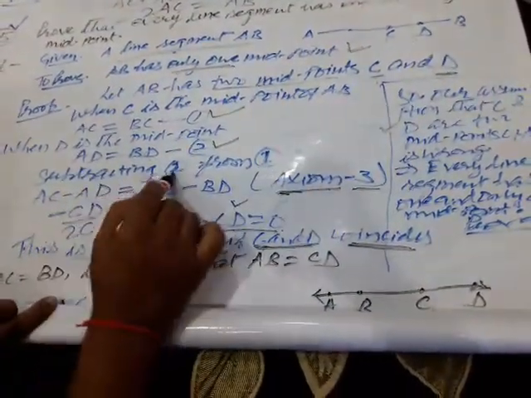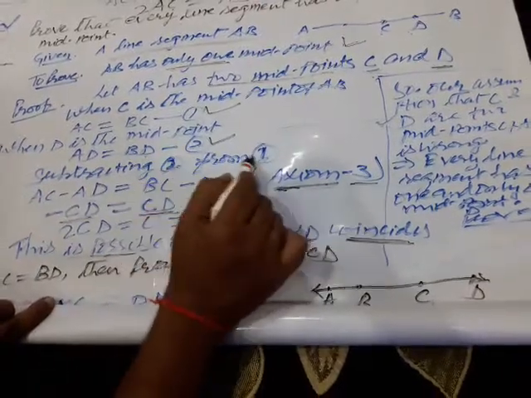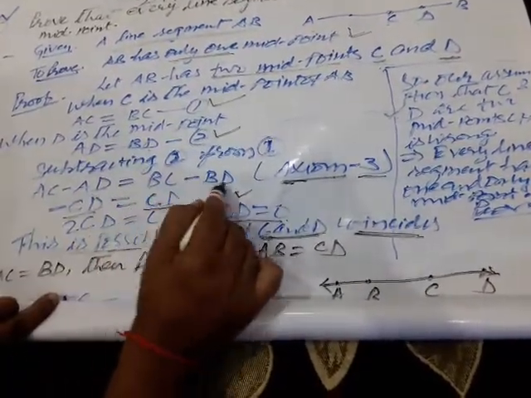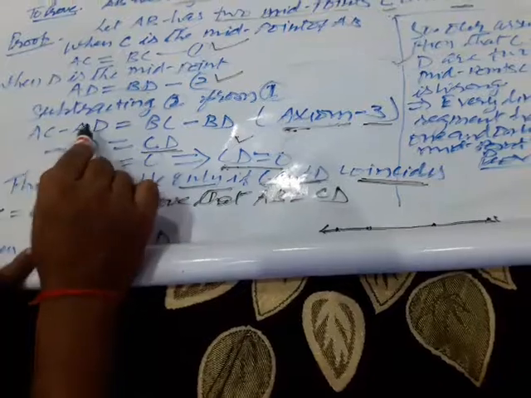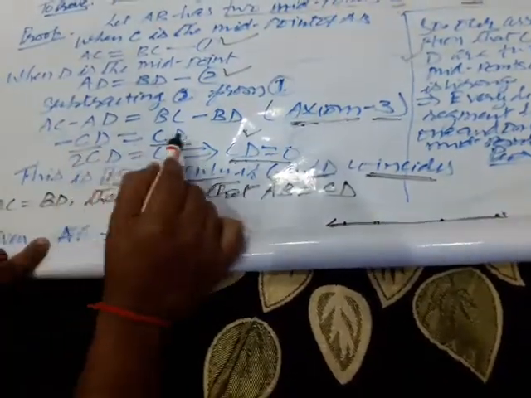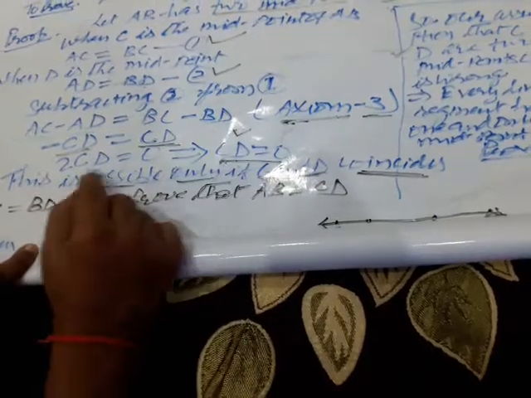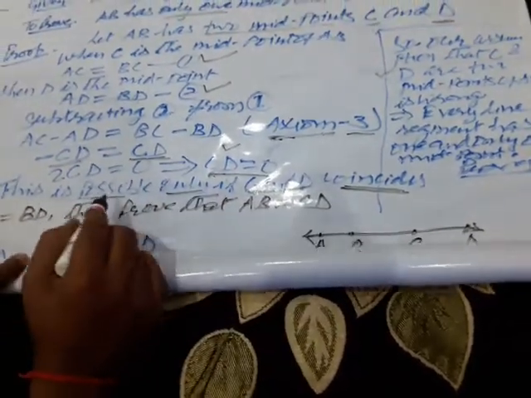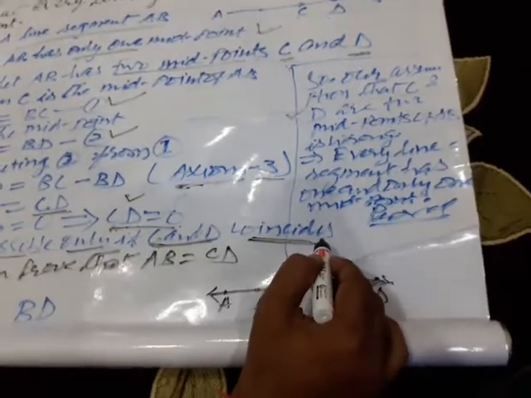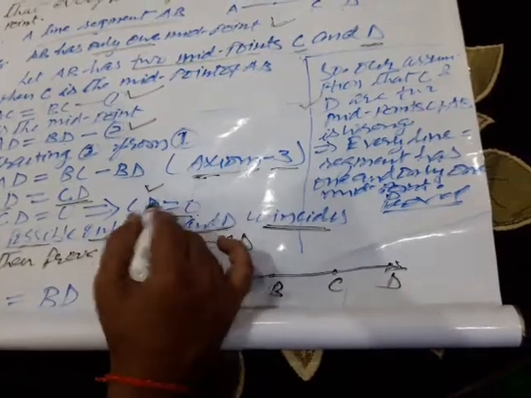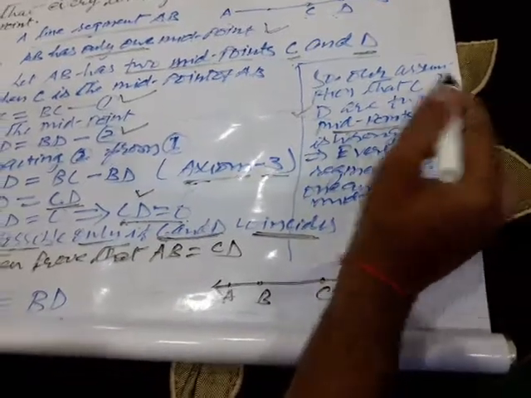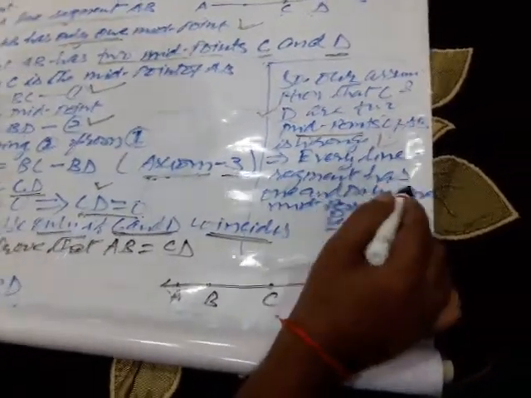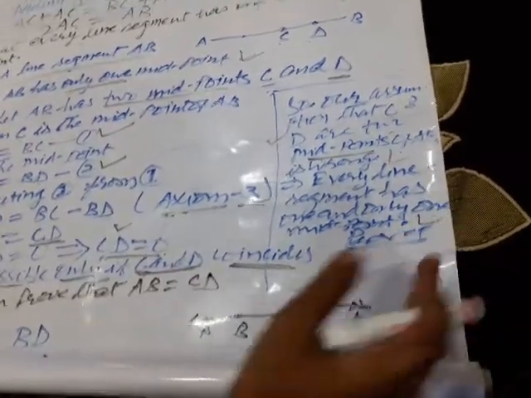Now subtracting 2 from 1, AC minus AD equals BC minus BD. That is axiom 3 of Euclid. Then AC minus AD: AC is the smaller distance, AD is the bigger distance. You see the figure, it is minus CD equal to CD. Then by transposing, 2CD equals 0, so CD equals 0. This is possible only if C and D coincide. The distance between C and D can be 0 if and only if C and D are the same point. So our assumption that C and D are two midpoints of AB is wrong. So every line segment has one and only one midpoint, that we have proved.